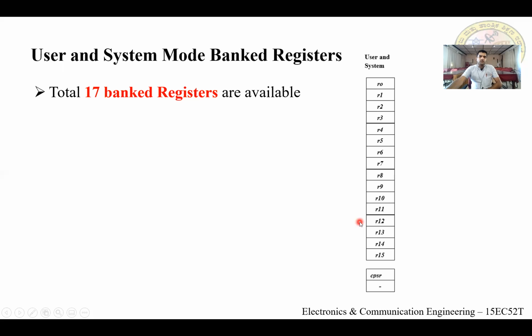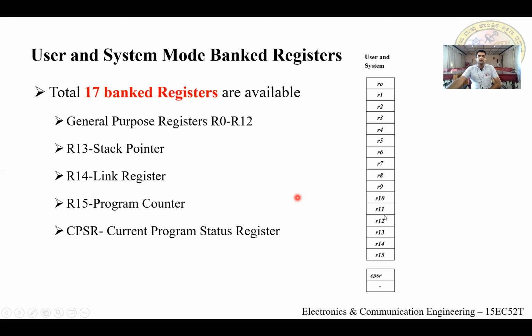In user mode, a total of 17 registers are there. R0 to R12 are general purpose registers. R13 is called the stack pointer. R14 is called the link register, which holds the return address. R15 is called the program counter. Next we have the CPSR.